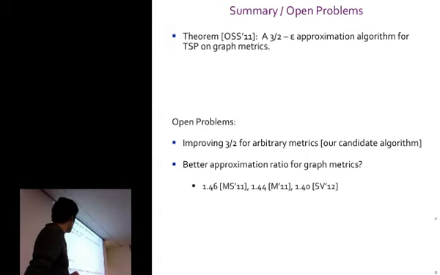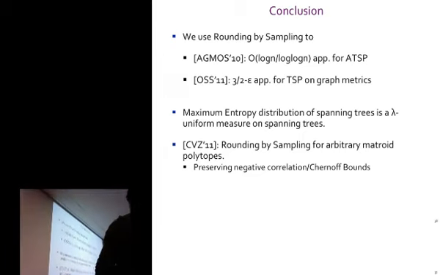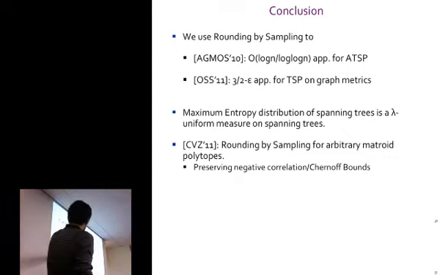Okay, let me conclude. We use the rounding by sampling method. We apply it to ATSP and TSP. During the work, we use this maximum entropy distribution, and we show that the optimum solution of this distribution is a lambda uniform measure on spanning trees. This enables us to talk about negative correlation of edges and Chernoff types of bounds.